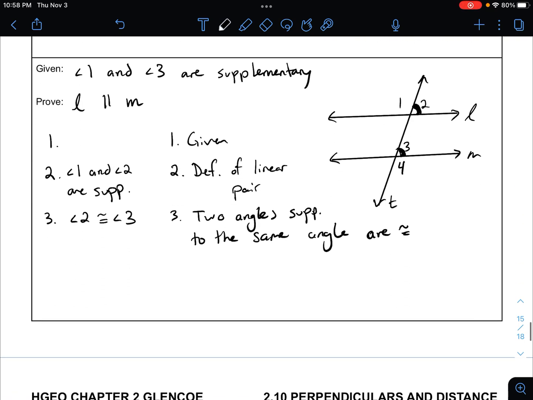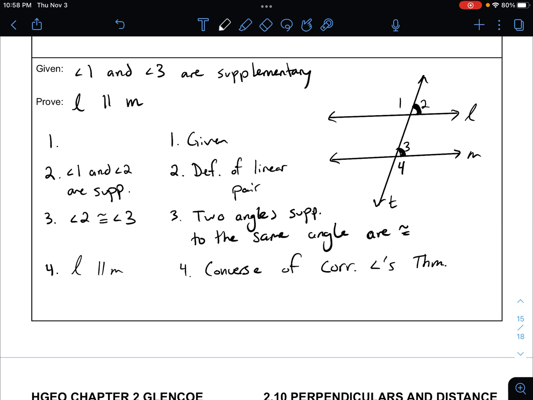So when I'm looking at angles 2 and 3, angles 2 and 3 are corresponding angles. So we know that L is parallel to M, and the reason why is the converse of the corresponding angles theorem, right? Because 2 and 3 are congruent to each other, we know that L must be parallel to M by the converse of the corresponding angles theorem. All right, and that is it for that proof. All right, not too bad.